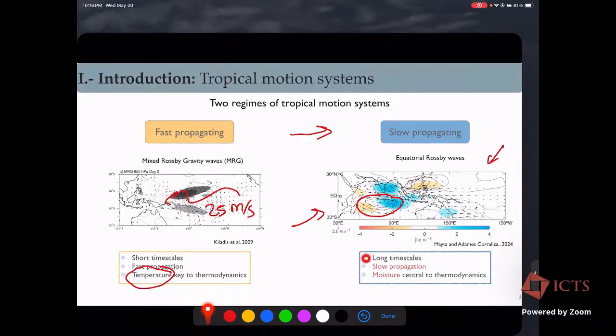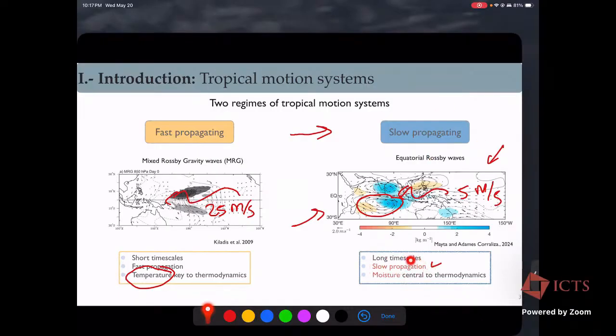So what characterizes these slow propagating wave disturbances? In this case, these waves are characterized by a long time scale and slow propagation. For instance, compared to the previous wave, this Rossby wave over this domain basically propagates at about 5 meters per second. And the other feature is that moisture plays a central role in the thermodynamics of these disturbances. As you may notice here, I highlighted two important features in these slow propagating groups.